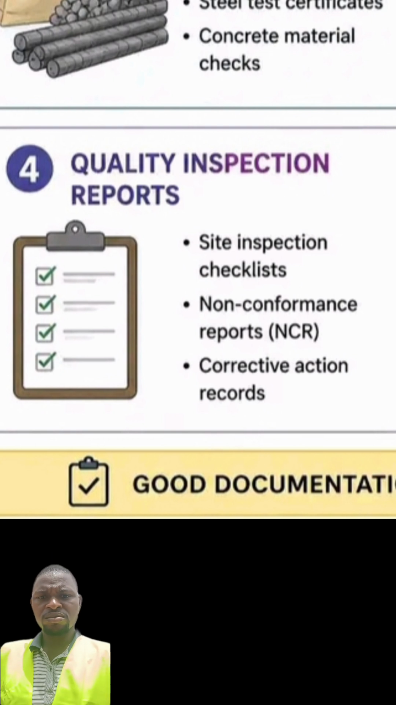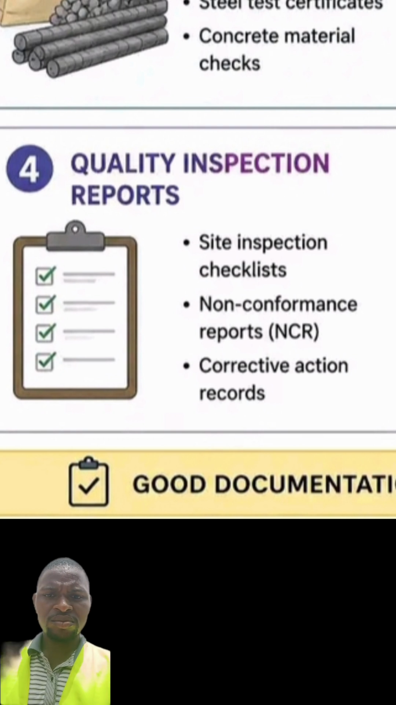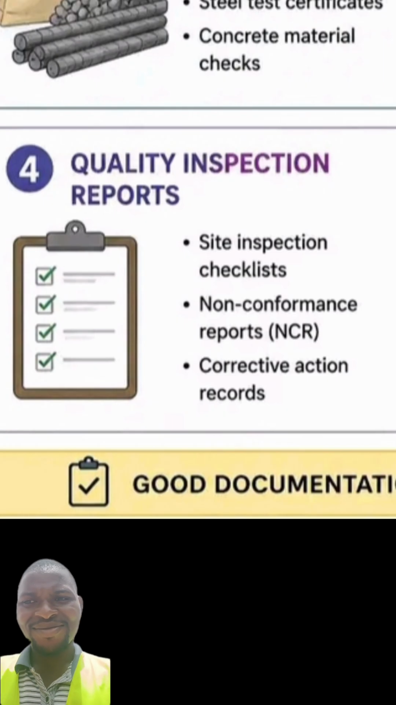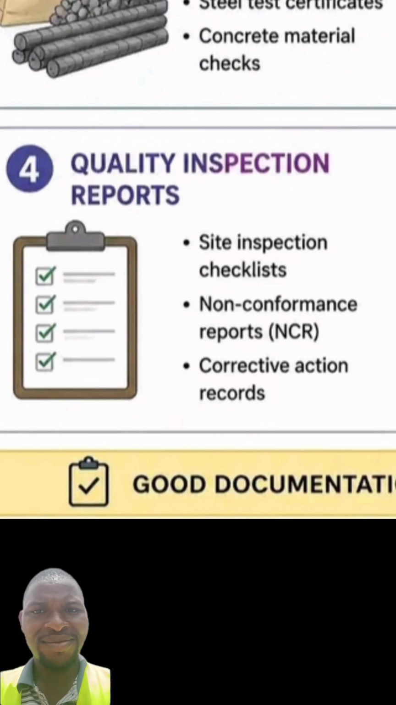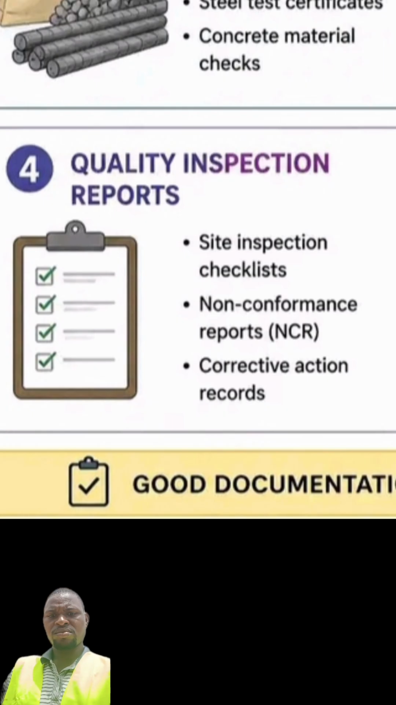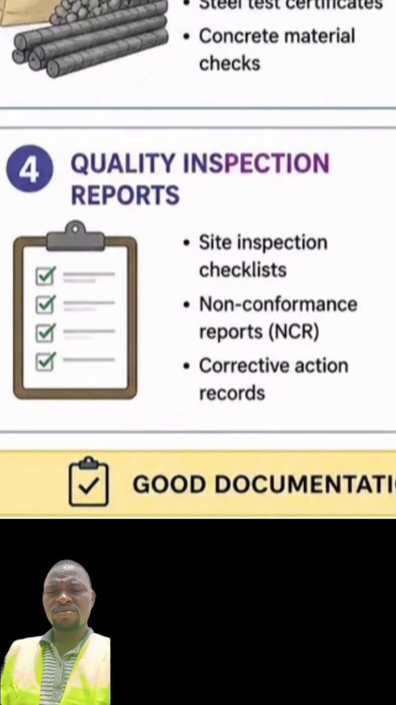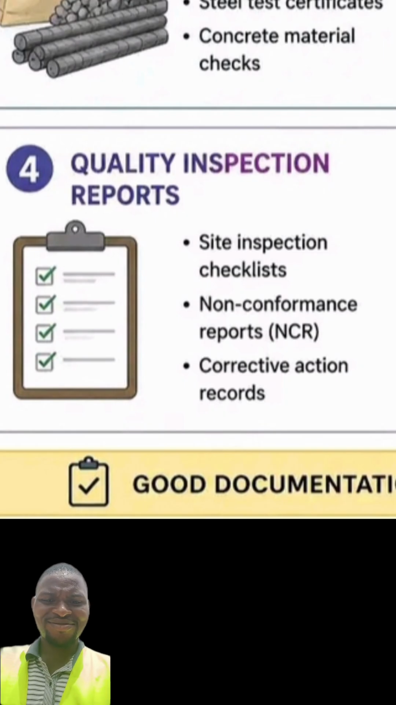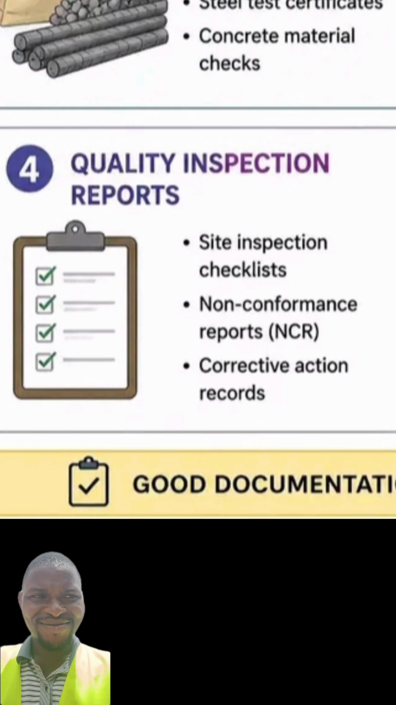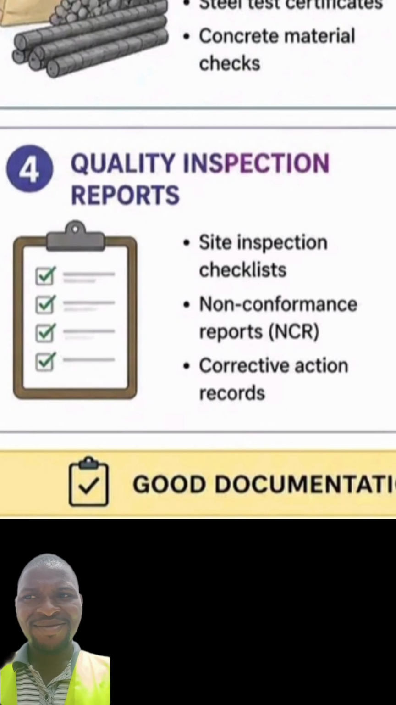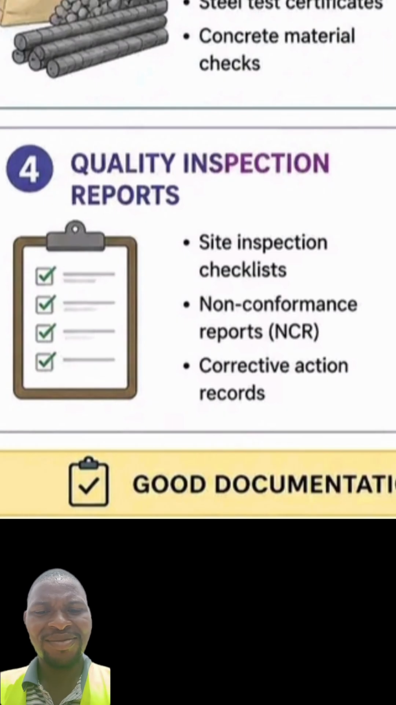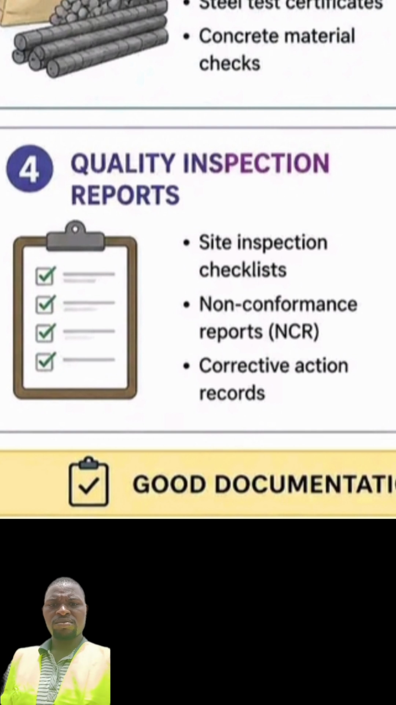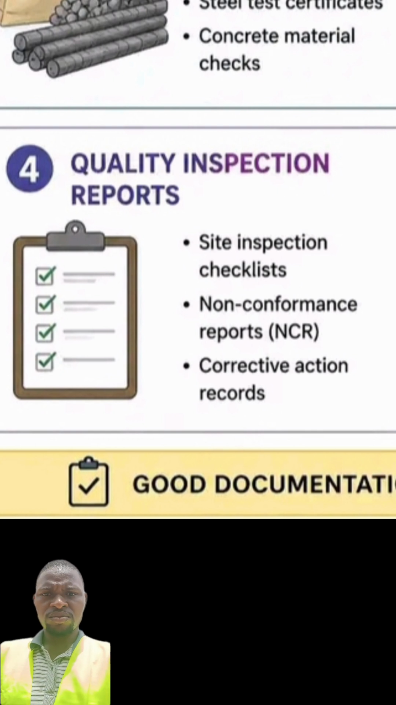So the non-performance report is a report that helps you stipulate clearly those areas where the contractor or the engineer has not done what should have been done. Then we have corrective action records. With your corrective action records, you can see that the checklist, the nonconformance report and the corrective action records actually work hand in hand. So it's all together as a quality inspection report.